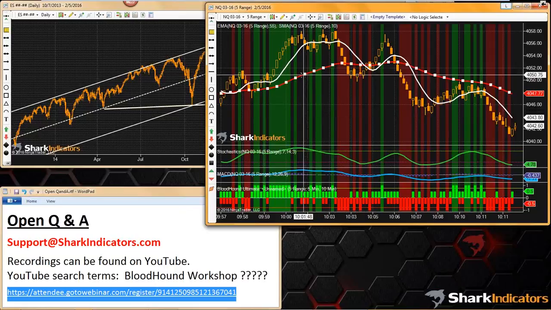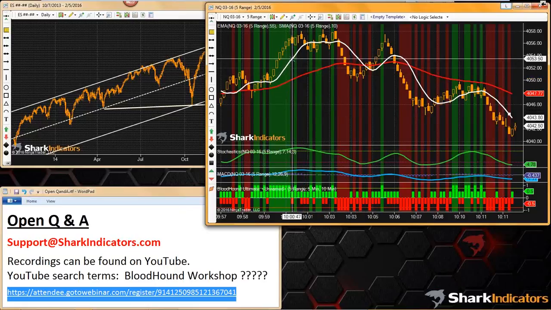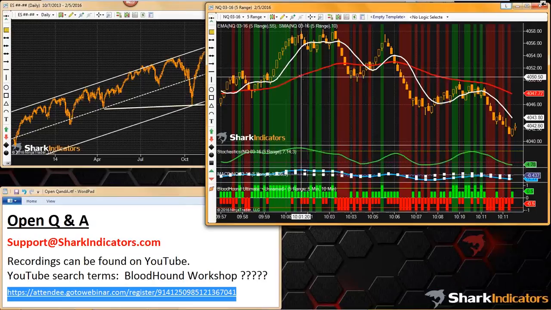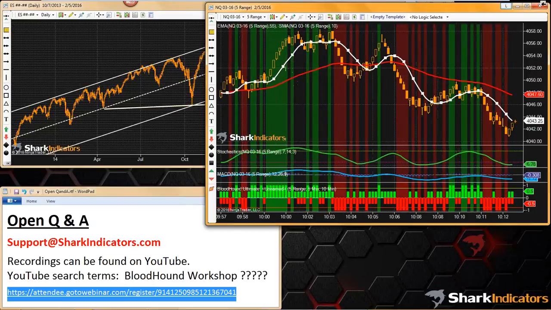So as an example, all these indicators here, like these moving averages, the stochastics, the MACD, all four of these indicators, their default time frame is whatever the chart is, because these indicators are put on this chart, so that is what their time frame is. So in this case, this is a 5-range chart. So the default time frame for all of these indicators is a 5-range.